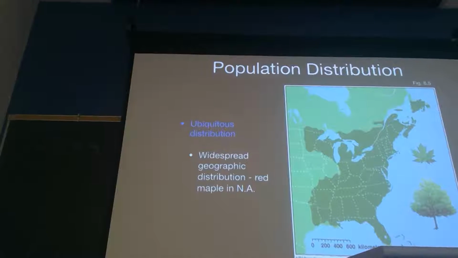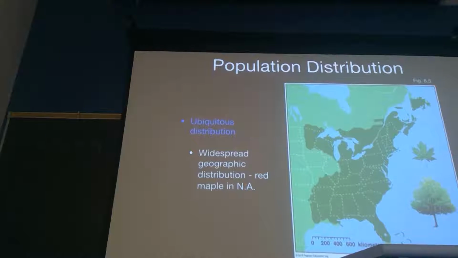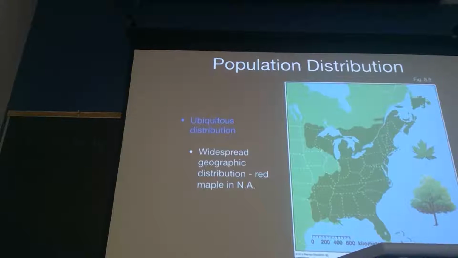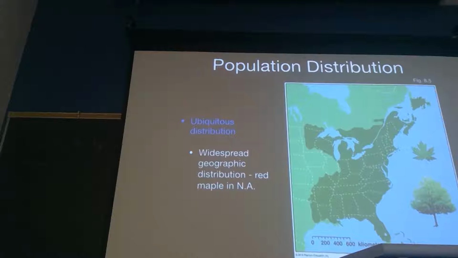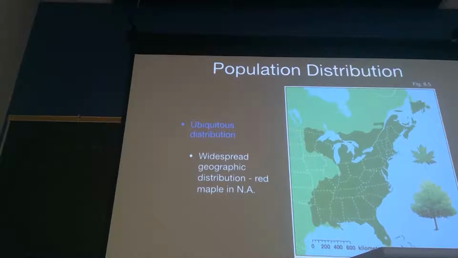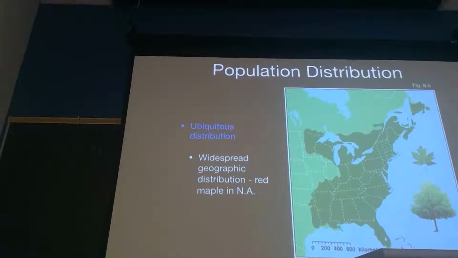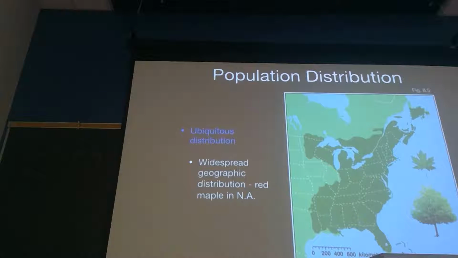And so the red maple and its distribution across North America, which is the darker green area here, is the ubiquitous distribution. These tend to be generalist species that have broad habitat and resource requirements and that do well in a variety of conditions. They're very tolerant species. They can do well in a variety of soil types, a variety of precipitation and temperature regimes. If you're a heterotroph, you can eat a variety of different food items. That gives you a ubiquitous distribution. You can encompass a large geographic range.